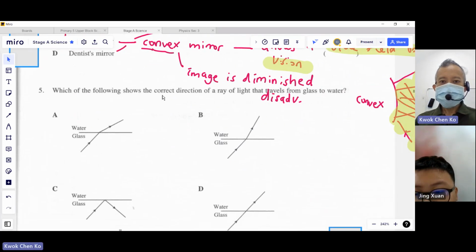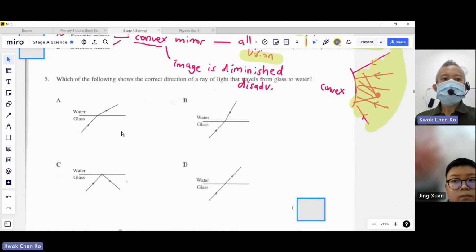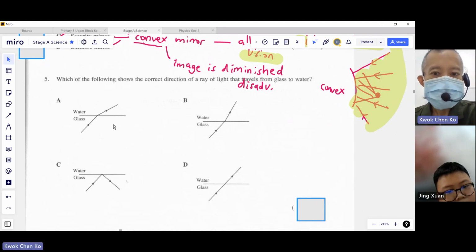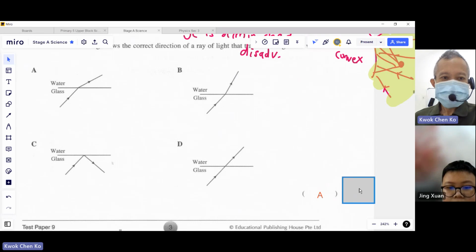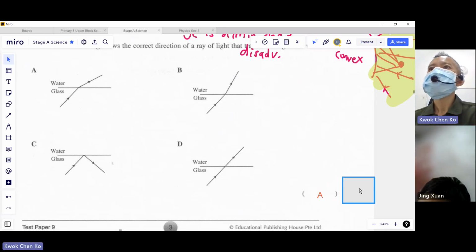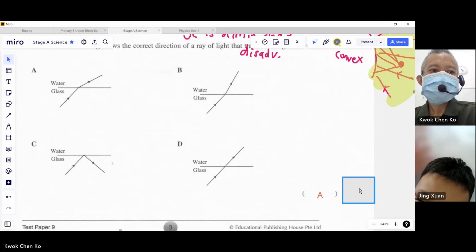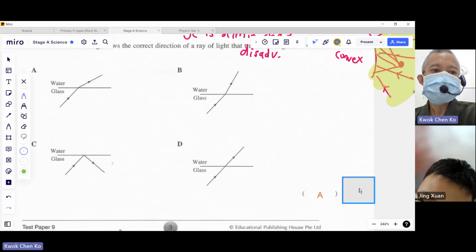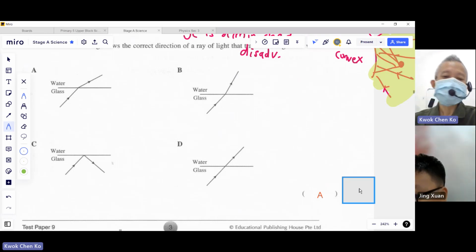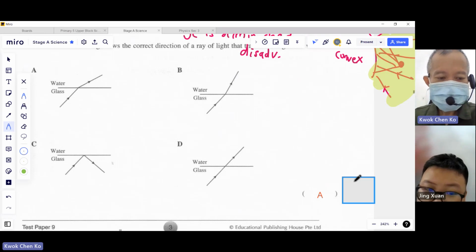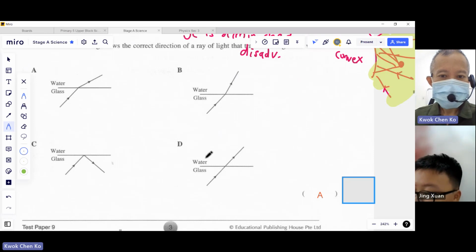Which of the following shows the correct direction of a light ray that travels from glass to water? Angel, what's your answer? Glass to water. Yep. May, do you know why you're wrong? Okay, then I'll just go on. Of course, if you have any requests, please voice up or type in the chat box. Okay, let me go on.